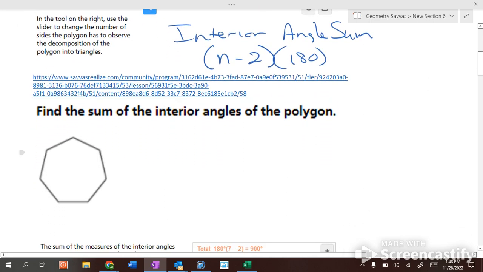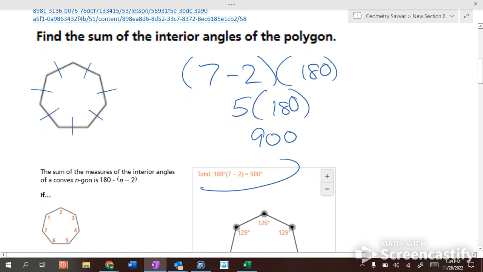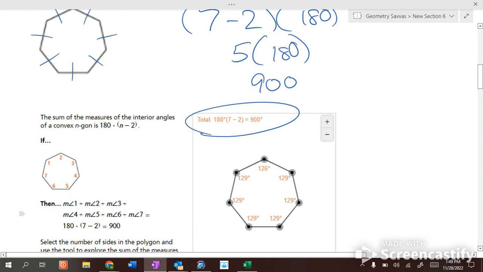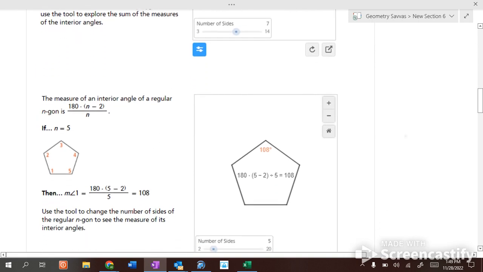So how many sides are on this little thing? Well, there are 1, 2, 3, 4, 5, 6, 7 sides. So to find the interior angle sum, we'd go 7 minus 2 times 180. So that means there are 5 triangles times 180 is how many degrees? This is the day you need your calculator, because you're going to be doing a lot of these calculations today. 900 degrees, which we see right there. Okay? So it could be any of these measures. It doesn't mean they all have to be 129 and this one be 126. They can be various measures, but that's how you do it. N minus 2 times 180.